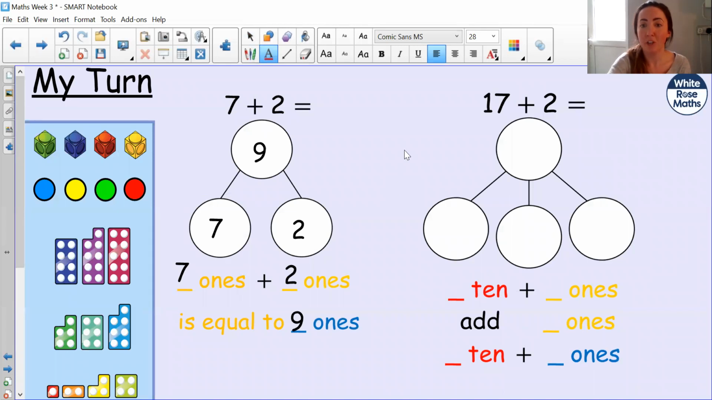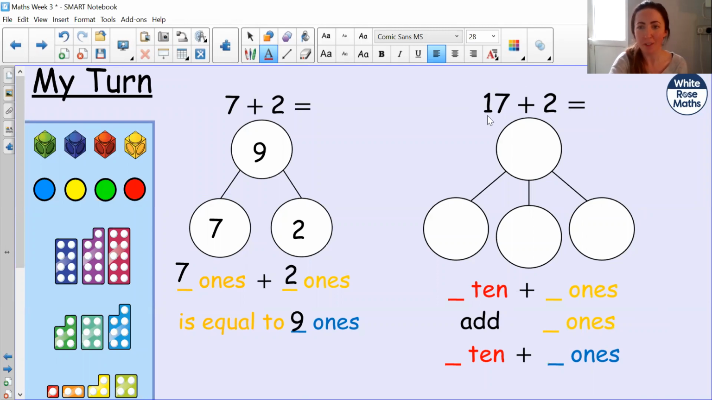Now, if we take our attention over to the other part of the screen, this is a part whole model that you may not have seen before. Now, I want you to have a quick look at it and think, how many parts are there in this part whole model? That's right, there are 1, 2, 3 parts in this part whole model, and still only one whole though, okay? So the whole is still the total, there's still only one total. It's just broken into 3 parts.